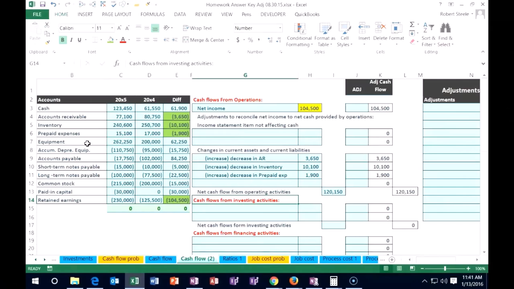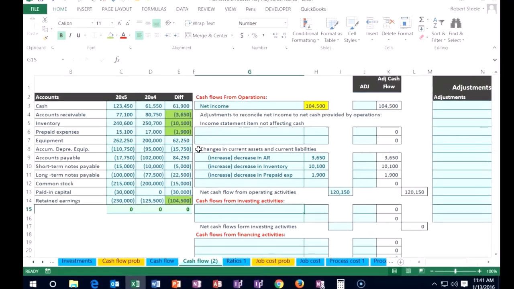I know that can be a little confusing, but that's where the equipment is going to go down here. And if the equipment went up, we're going to assume that we bought more equipment. What happened? Well, that change must be a result of buying more equipment. So we're going to make that assumption right now. Now, I'm going to put the difference of $62,250 in here and make the assumption that we bought that equipment with cash.